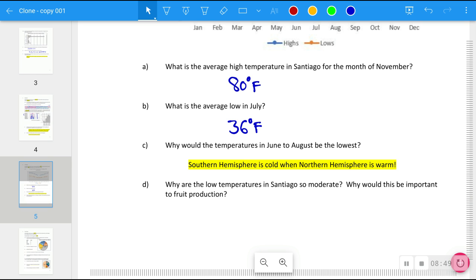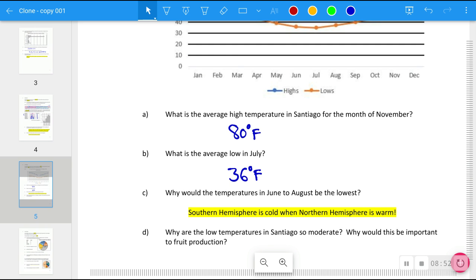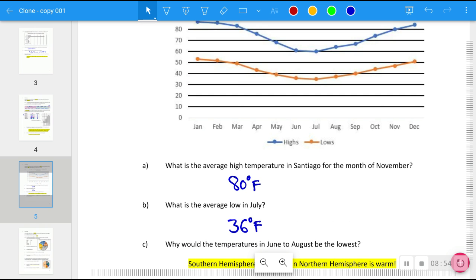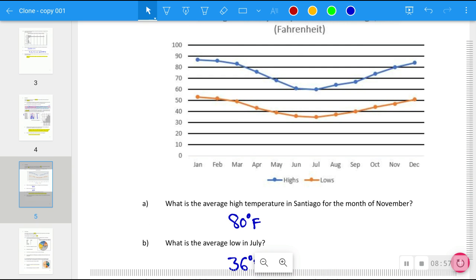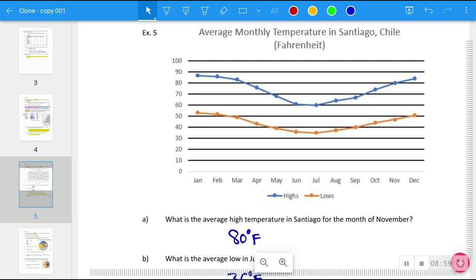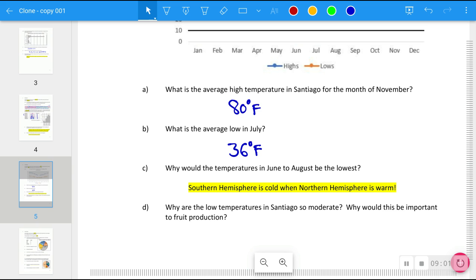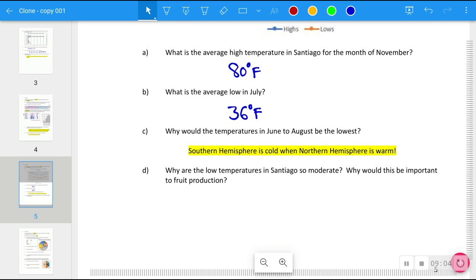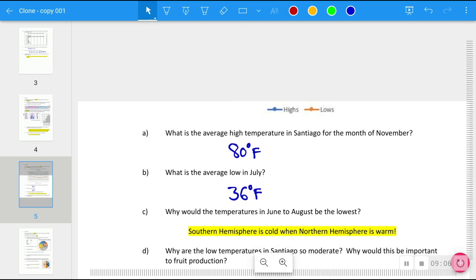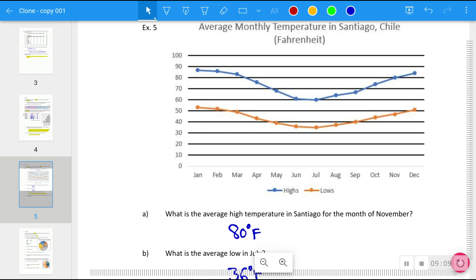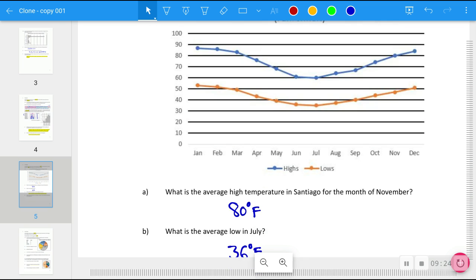So why are the low temperatures in Santiago so moderate? Well, the chart doesn't tell us this. We'd have to look up other information and have some knowledge about geography and so forth. But it is an interesting question. Why is it so moderate? I mean, if you think about, just say the Midwest. I live in Kansas City area. Our temperatures are much more extreme. We go up into the 90s and all the way down into the 20s or below during the winter. And there's not a lot of fluctuation in Santiago, Chile.